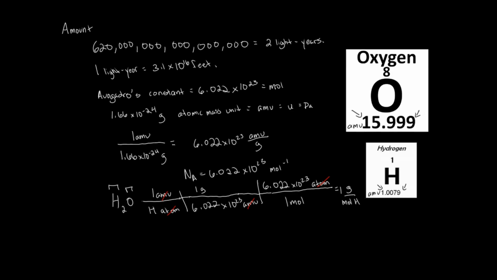Let's do oxygen. Oxygen's atomic mass is 15.99. So we're going to say it's 16 AMU. And we know that's per oxygen atom. Now, all of this is going to be the same right through here, right? So we know what's going to happen. Everything's going to cancel, and we're going to be left with 16 grams per mole of oxygen.